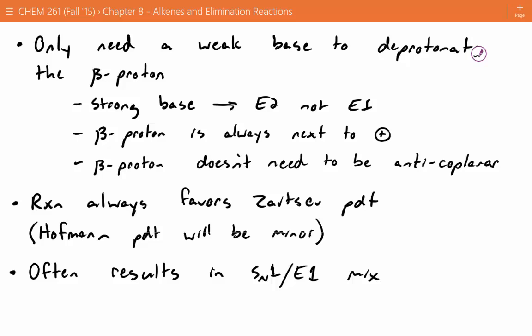So what do you mean when we talk about the E1 reaction, we do not really talk about the Zaitsev and the Hofmann? You can still label them. Most people will just say the more substituted product will always be your major product. When you're hearing Zaitsev and Hofmann, it's usually in relation to an E2 reaction, although it can be applied to E1 as well.